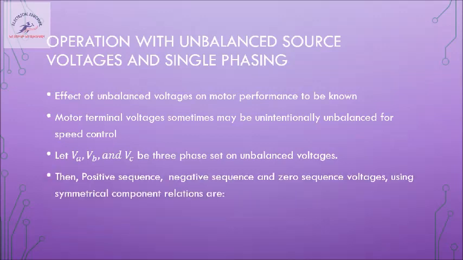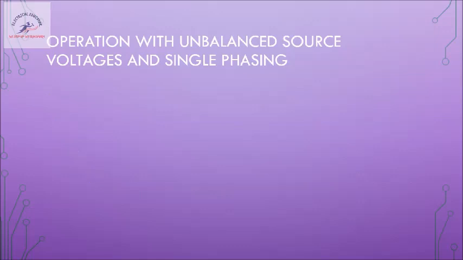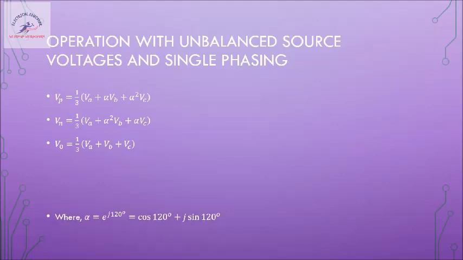We know that unbalanced voltages are represented by symmetrical components, which are positive sequence, negative sequence and zero sequence voltages. We call these the symmetrical components relations. This we have studied in power system analysis. The equations for positive sequence, negative sequence and zero sequence voltages are something like this. Now we see a term alpha here. What is this term? Alpha is given by cos 120 plus j sin 120.